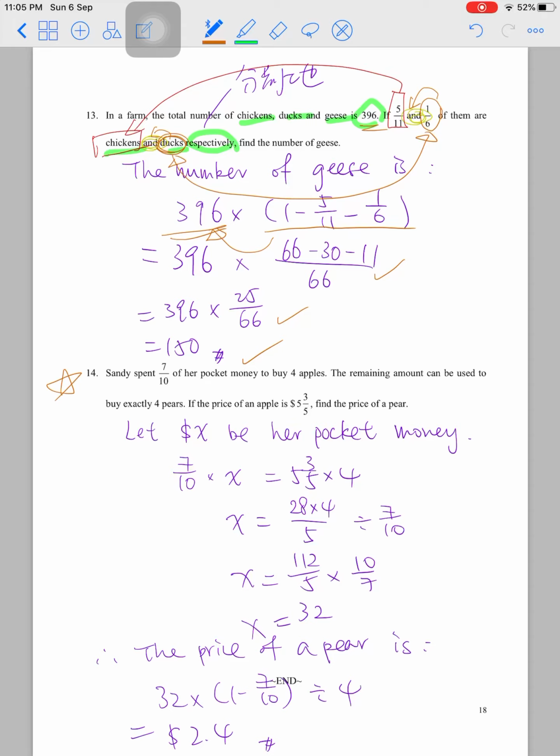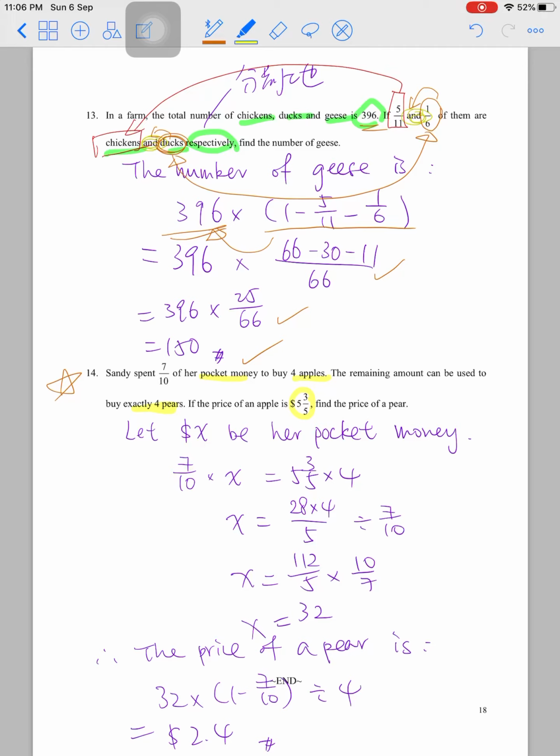The last question, question 14, maybe a little bit difficult. You can put a star for it. Let's read the question together. Sandy spent 7 over 10 of her pocket money to buy 4 apples. The remaining amount can be used to buy exactly 4 pears. Given that the price of an apple is 5 and 3 over 5, you need to find the price of a pear.